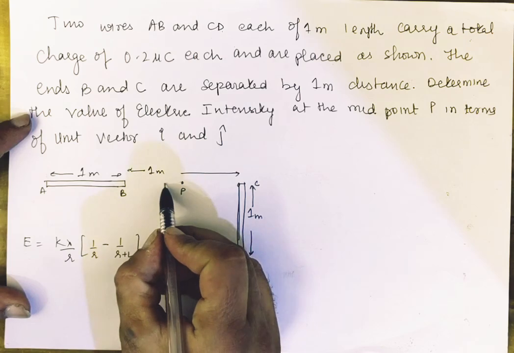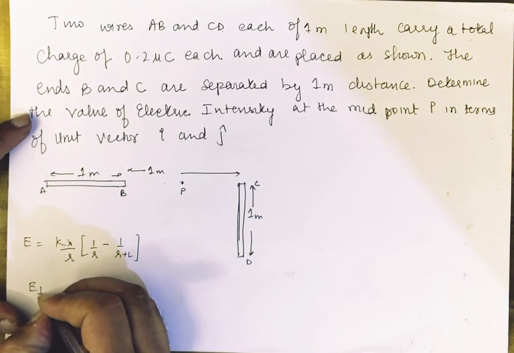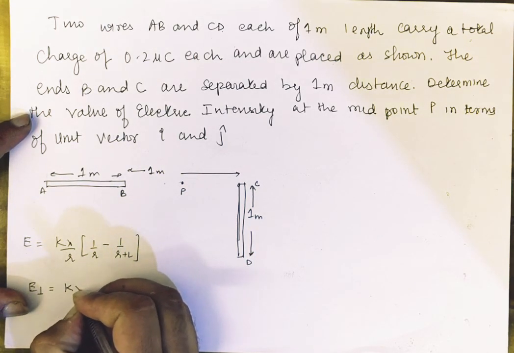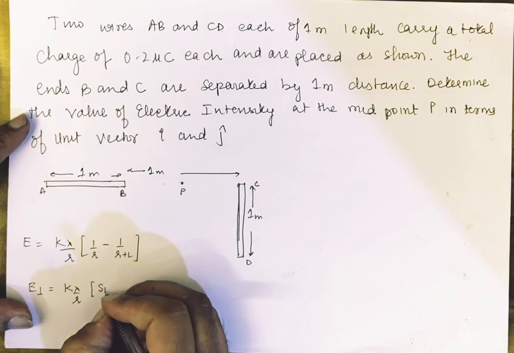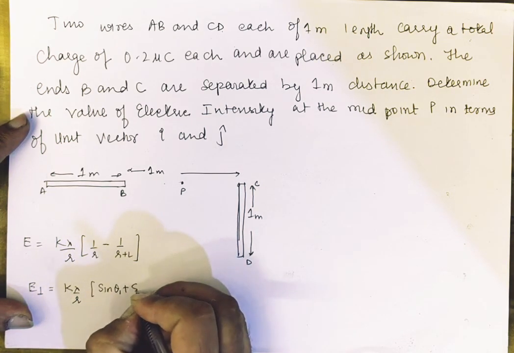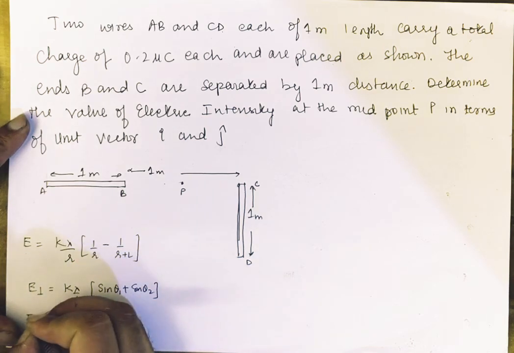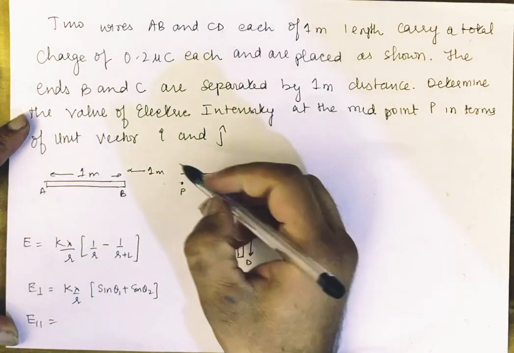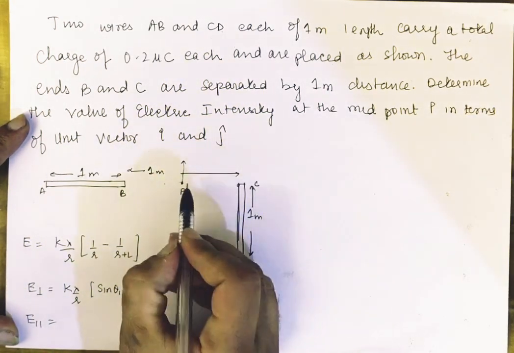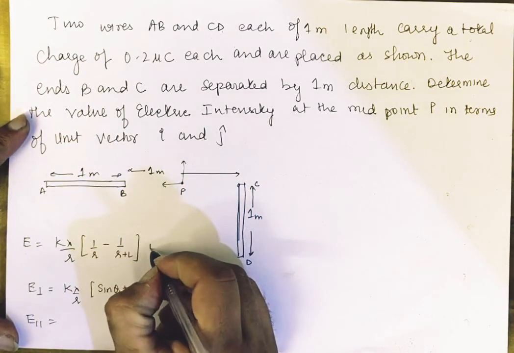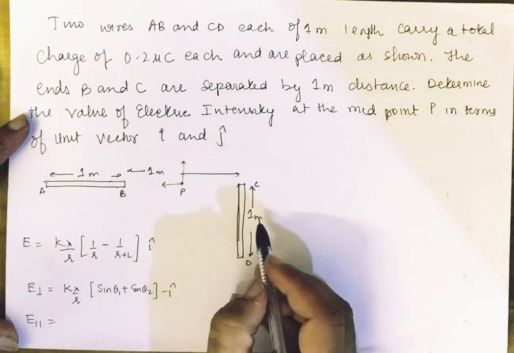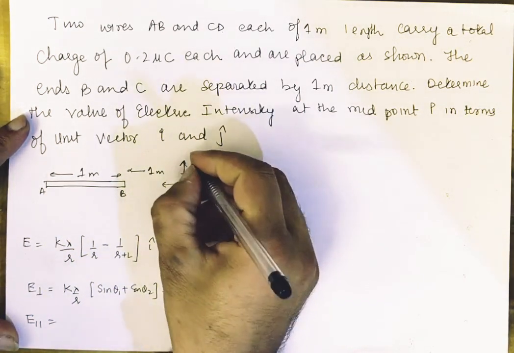One will be the perpendicular component, which is perpendicular to the wire. That is K lambda by R times (sin theta 1 plus sin theta 2). And the other will be the parallel component, which will be away from the wire because the wire is positive. This will be in this direction, so it is given as minus i direction. This one is positive, so it will be plus i direction. And parallel will be like this.